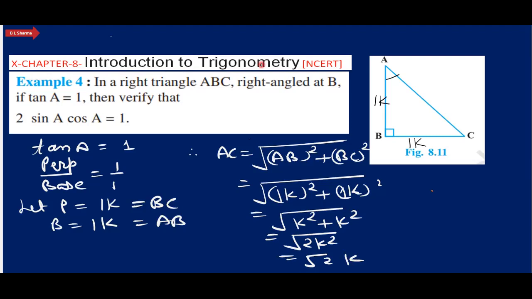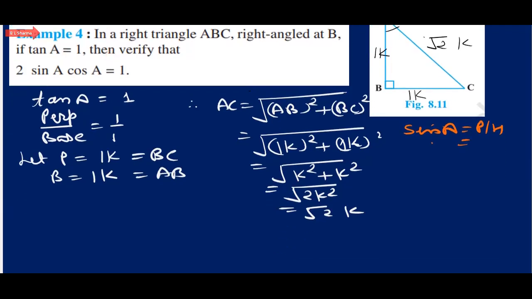Yes. Now sin A, what is sin A? अब हमें sin A का पता लगाना पड़ेगा. Sin A is perpendicular upon hypotenuse, ये देखिए hypotenuse is already under root 2k. So sin A, perpendicular upon hypotenuse, that is 1k upon root 2k, k and k cancel, that is 1 upon root 2.